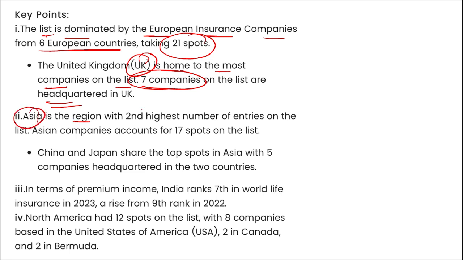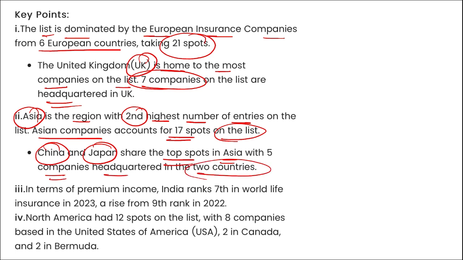Then Asia is the region with the second highest number of entries on the list, and Asian companies account for 17 spots on that particular list. China, Japan, they share the top spot in Asia with 5 companies headquartered in the 2 countries.